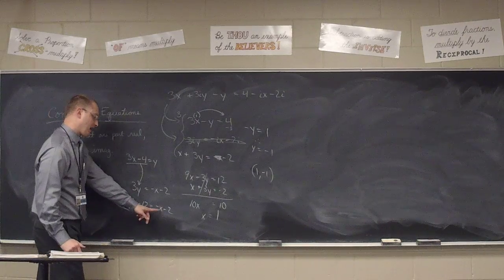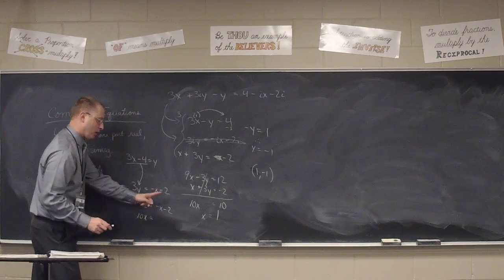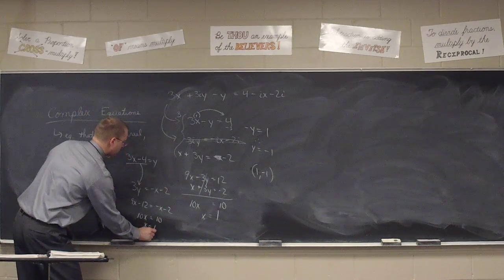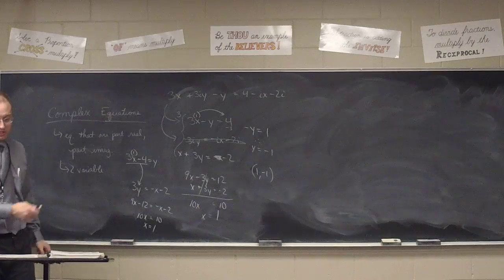And you end up at the same point, kind of. You still end up adding an x to a 9x to get 10x. You end up adding the 12 to the negative 2 to get 10. And you still get x equals 1. And then here, there's your negative 1 for the y. All right, questions on this?